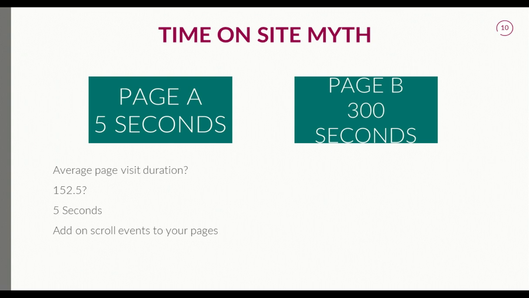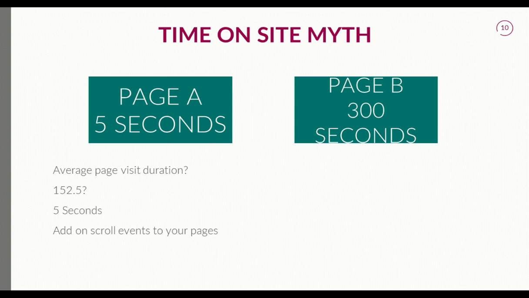So I'd end up with 152.5 seconds, which, although it's not correct, I guess, it's not a bad way of calculating it. That's not actually how your analytics is going to calculate things. What your analytics is going to say is that actually the average page visit duration is 5 seconds. So why is that? Well, the way that analytics works is through something called page tagging. And page tagging is essentially putting a little bit of code onto every single page of your website, and then that code loads when your page loads.